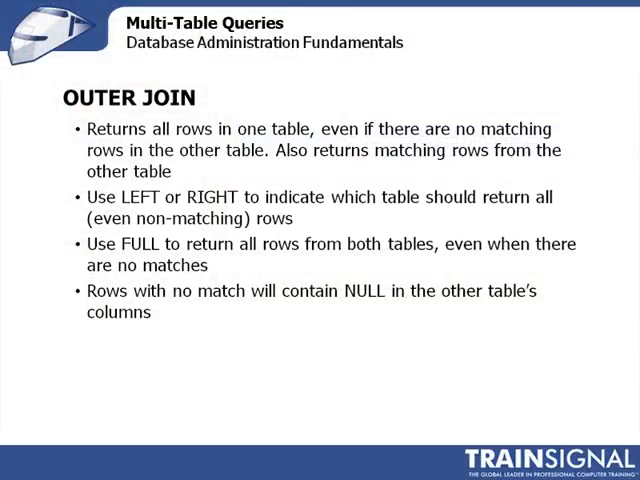So in an inner join, you get all rows from each joined table that match. An outer join works slightly differently. It returns all rows in one table, even if there are no matching rows in the other table, while also returning matching rows from the other table. You can use the left or right keyword to indicate which table should return all, even non-matching, rows. Or use full to return all rows from both tables, even when there are no matches. Rows with no match will contain null in the other table's columns.